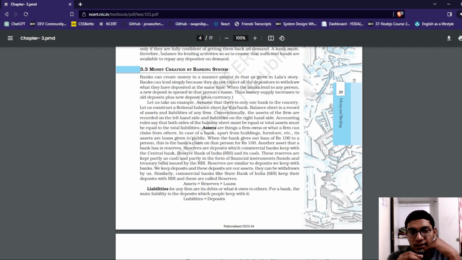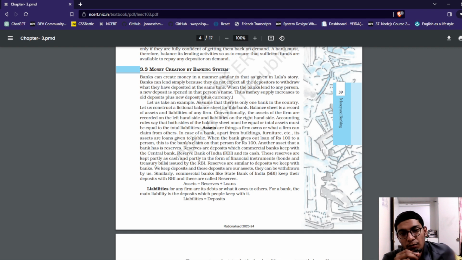Let us take an example. Assume that there is only one bank in the country. Let us construct a fictional balance sheet of the bank. A balance sheet is a record of assets and liabilities of any firm. Conventionally, the assets of the firm are recorded on the left side and liabilities on the right hand side. Accounting rules say that both sides of the balance sheet must be equal, so total assets must equal total liabilities. Assets are the things a firm owns, what a firm can claim from others.